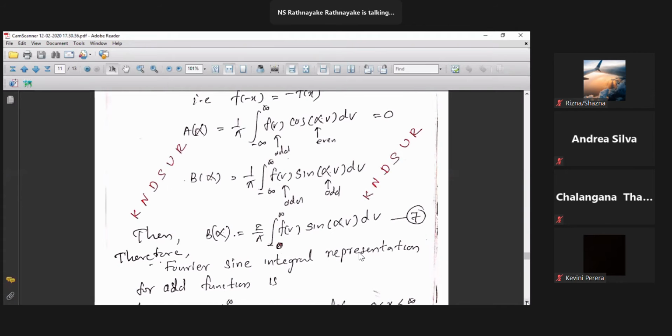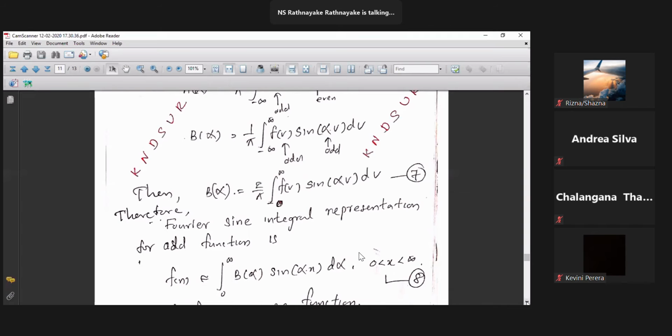B alpha equals 2 divided by pi, because if we have minus infinity to plus infinity, we can write 2 times the integral from 0 to infinity of that particular function. If the function f(v) is an odd function, you can write B alpha equals 2 divided by pi, integral from 0 to infinity f(v) sin alpha v dv, denoted as equation 7. You have to keep this equation 7, because I am going to use it later.